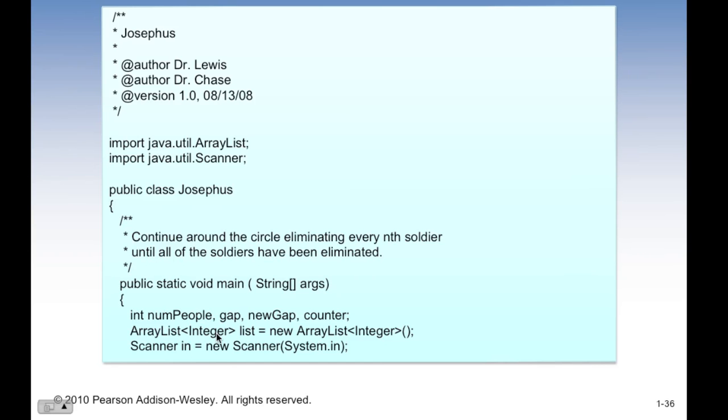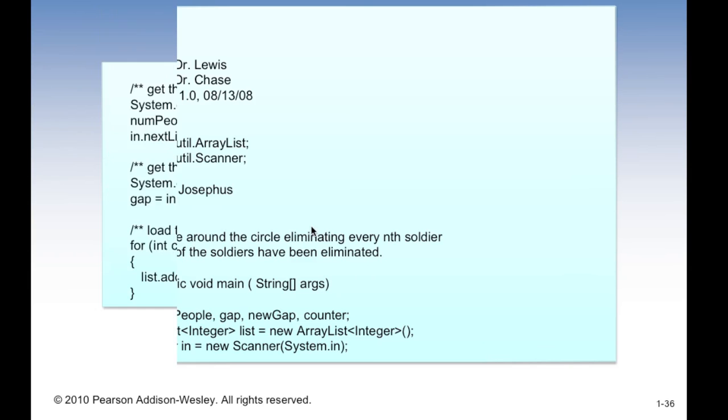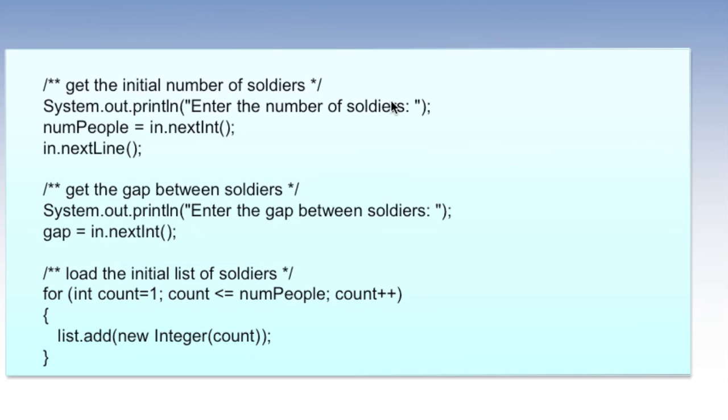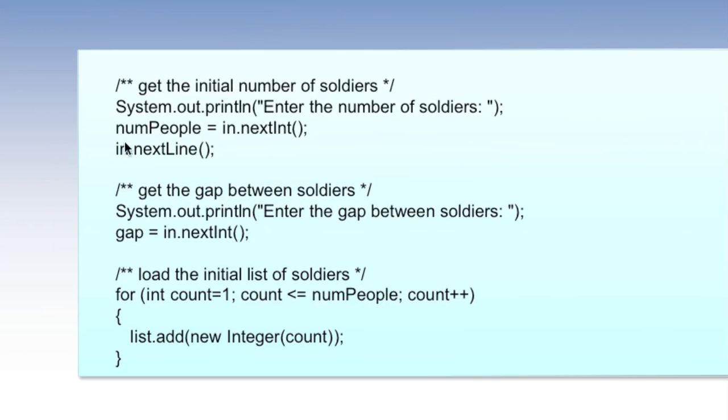So we have an array list of integers that we're going to put into the array list. This is the same thing we've seen before. Scanner, same thing, taking input from the keyboard. We're going to get the initial number of soldiers. So we're going to say, you know, we've got 10 soldiers. Enter the number of soldiers, and we take it in, each one of them using the in, next integer, in terms of a little loop here. Get the gap between the soldiers. Enter the gap between the soldiers. Can make it 0. Can make it 1, 2.